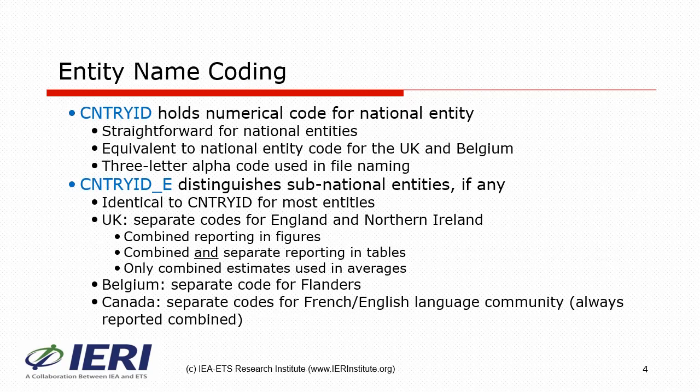To identify the countries, you would use the variable country ID, which holds a numerical code for each national entity, and some of them will also have a value for country IDE, which distinguishes subnational entities, if there are any present. So for example, you will find the code separating the Belgian French from the Belgian Flanders, and also Canada's English and French-speaking communities.